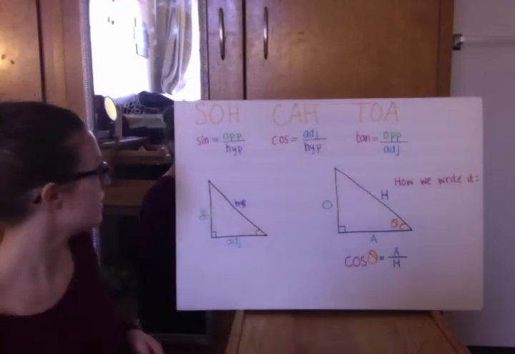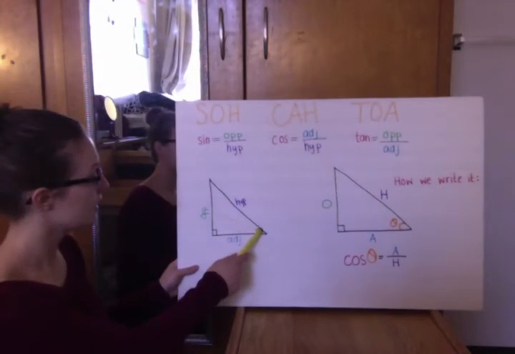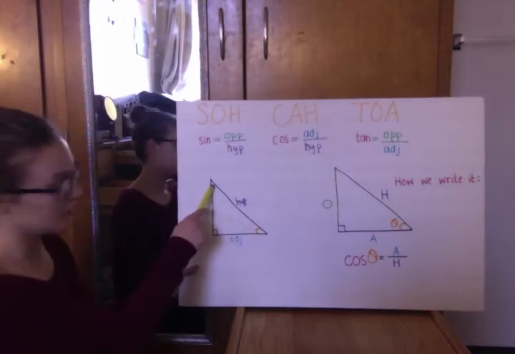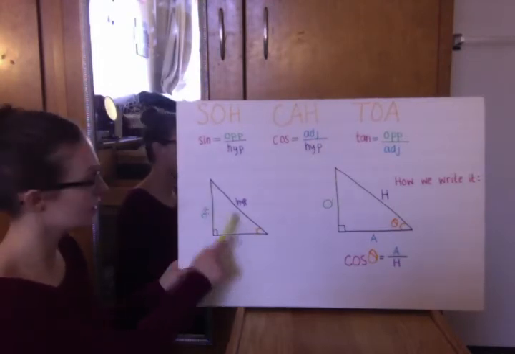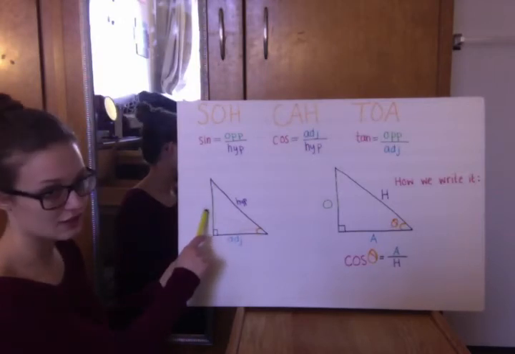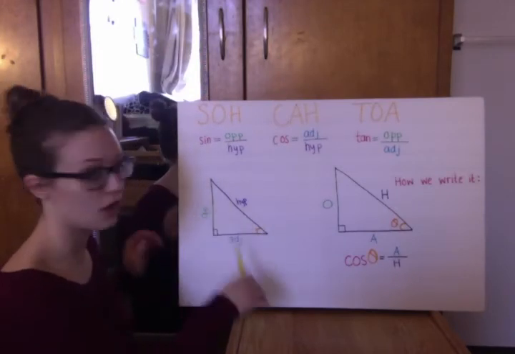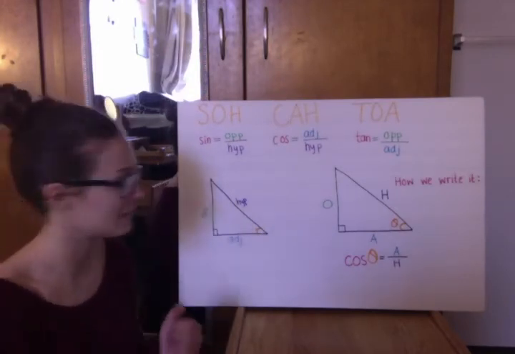Okay? So now, if we look at this triangle here, and say this is the angle, this is the opposite side, and this is the adjacent side. And same up here. If we have the angle from here, we go down here, this would be the opposite side, and this would be the adjacent side. And this is always the hypotenuse because it is the longest side. You will never mix up the hypotenuse because it's always going to be the longest side.